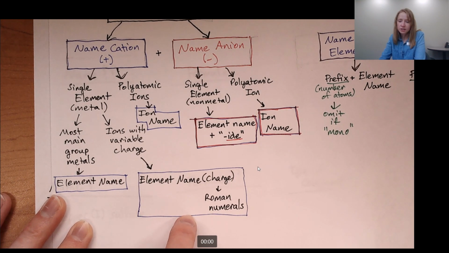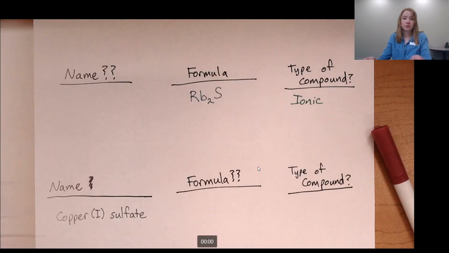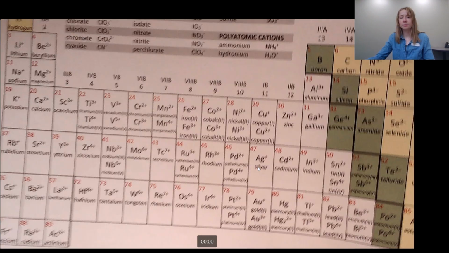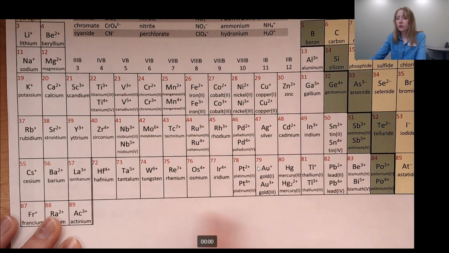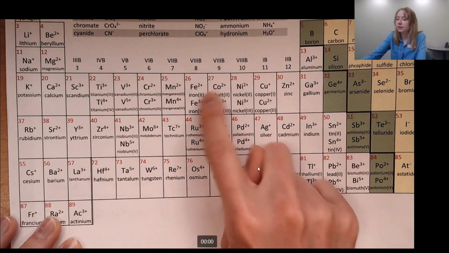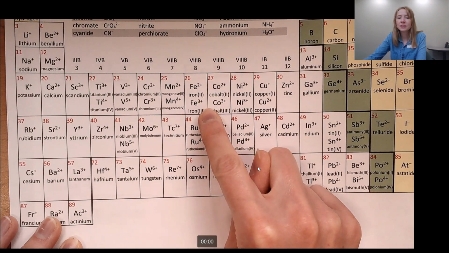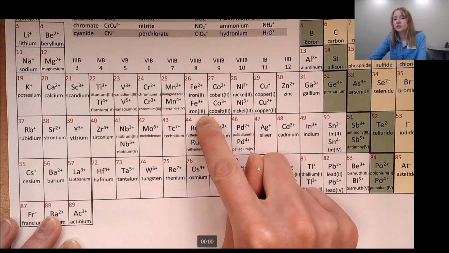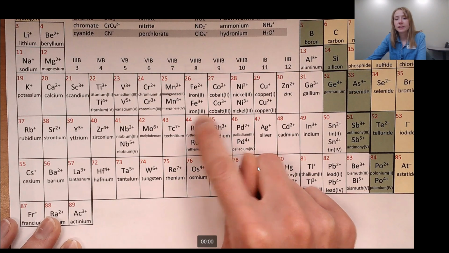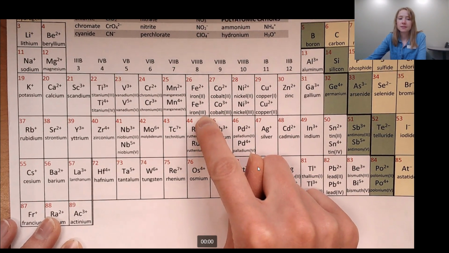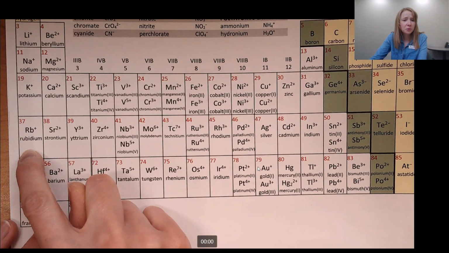So we need to include the charge if it's an element that can form ions with more than one charge. And so this kind of table is very handy for this. You can see there's some elements like iron where it can form both a 2+ and a 3+ charge, which means I would have to indicate the charge in Roman numerals like it's shown here when I'm naming this compound. But rubidium is a main group metal.